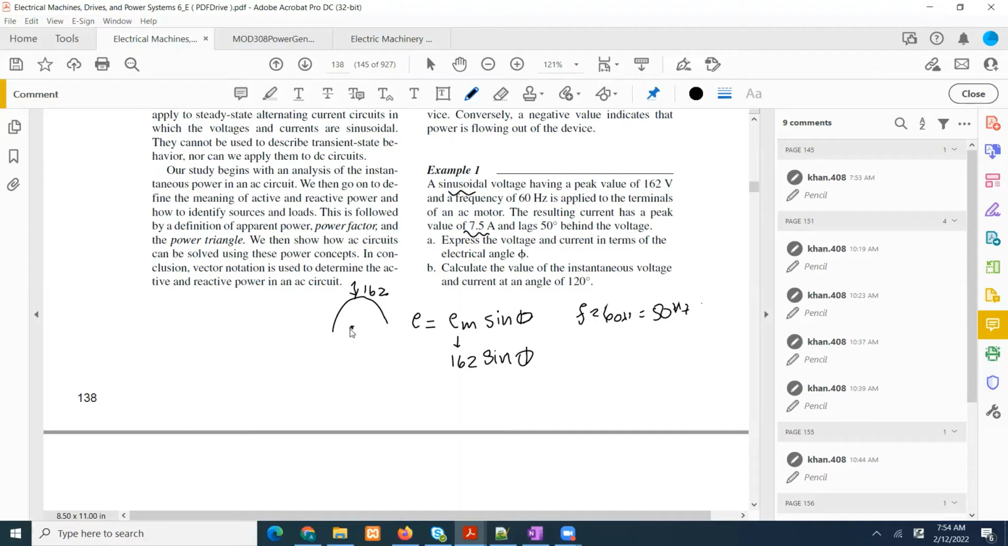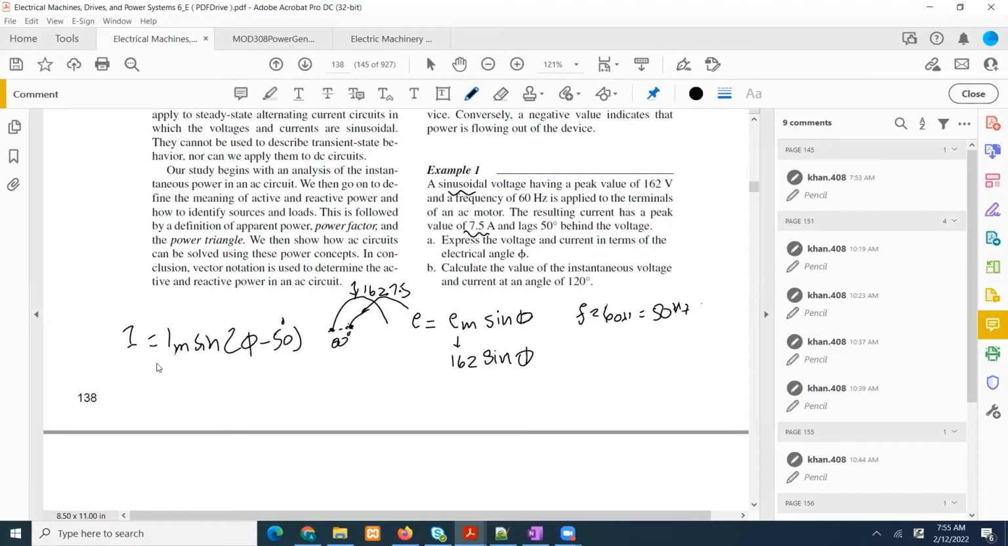So lagging, let's say it's right here. This is lagging, this is the current. So he comes first, then he comes second. So this right here is 50 degrees, and the peak value is 7.5. So he is lagging. To write the current equation, you always do like this: I equals Im sine of theta, and since he is lagging, minus 50 degrees.